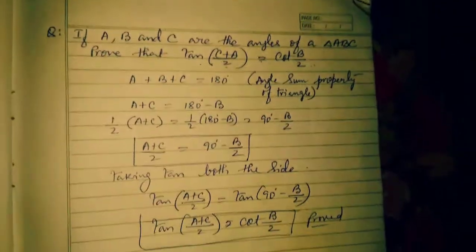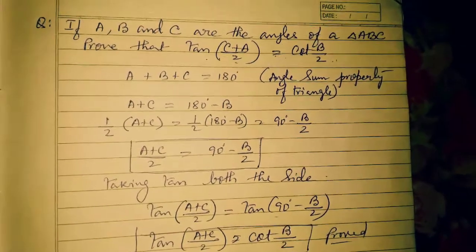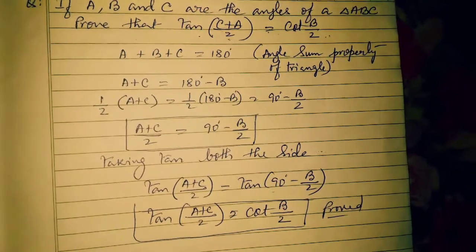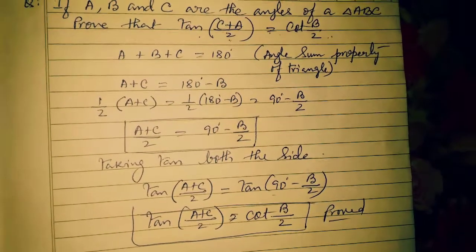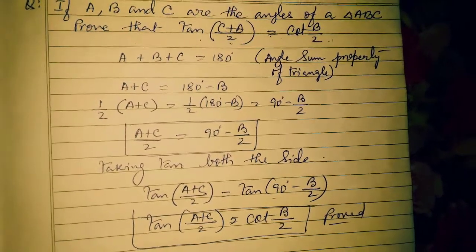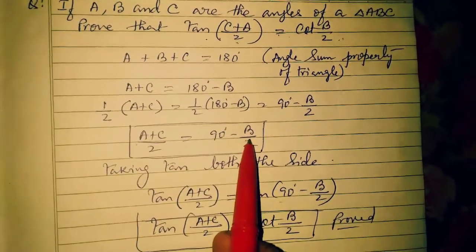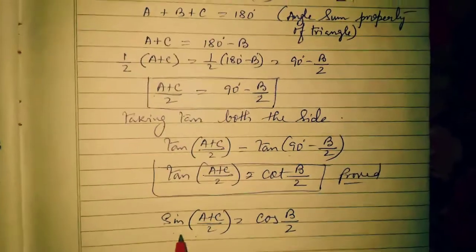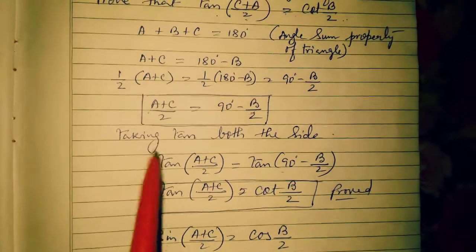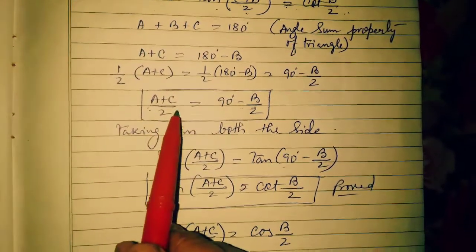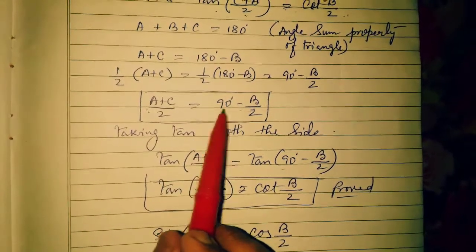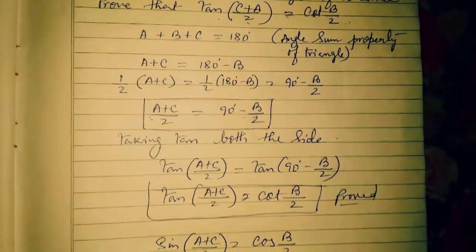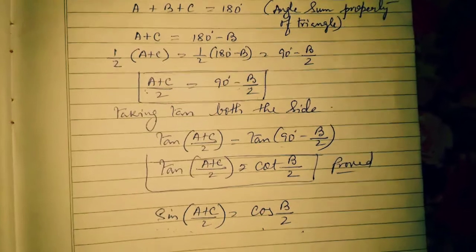But student, the same question is coming in a different way also. Suppose the same question is given to prove sine of A plus C by 2 is equals to cos of B by 2. Then also it is possible to prove, because till this much it will be the same. And then instead of taking tan both the side, you write taking sine both the side in this question. If you're taking sine both the side, sine of A plus C by 2 is equals to sine of 90 minus B by 2. The sine 90 minus theta is cos, that is coming cos B by 2. Suppose instead of A plus C by 2, if it is given to prove what here?